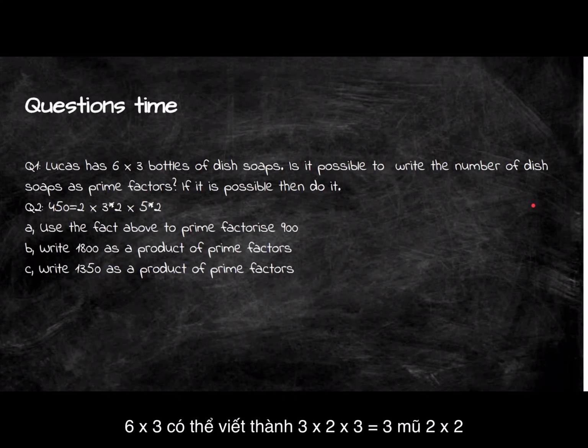The way we do it is we divide it into smaller numbers. In this case, 6 times 3 can be written as 3 times 2 times 3, and 3 to the power of 2 times 2. That is the prime factorization of Lucas' bottles of dish soap.